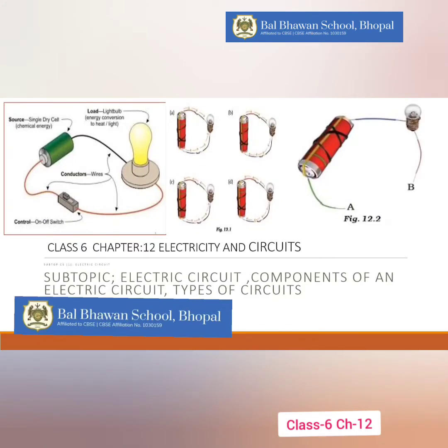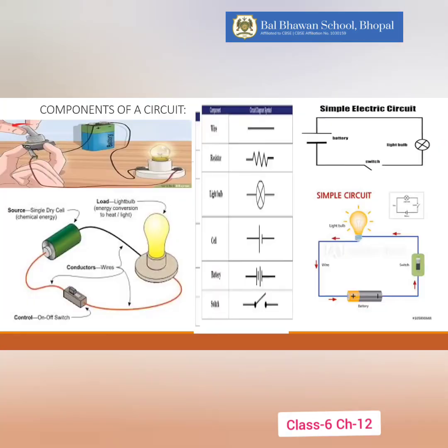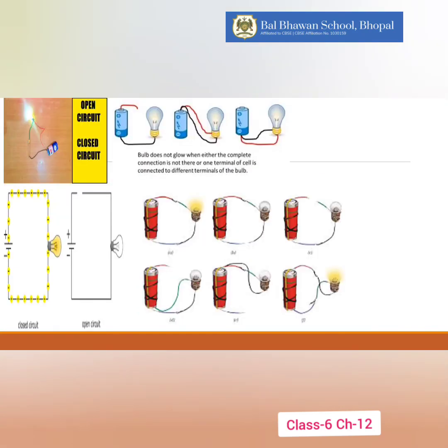Okay children, now let's revise the topic which we have done today. Today we have discussed electric circuit, components of an electric circuit and types of circuit. An electric circuit is a path through which an electric current flows. The components of an electric circuit are a source of electricity, connecting wires, a switch, and a bulb or the gadget through which current is flowing. There are two types of circuit, open circuit and closed circuit. Current does not flow through an open circuit, whereas current flows in a closed circuit.